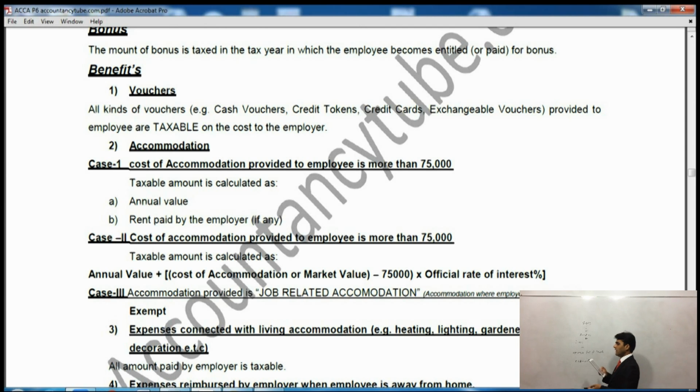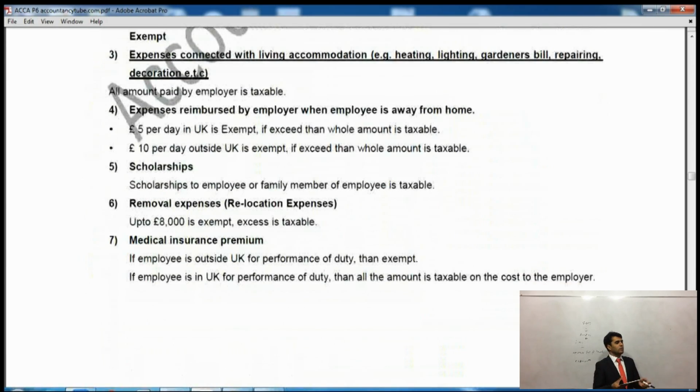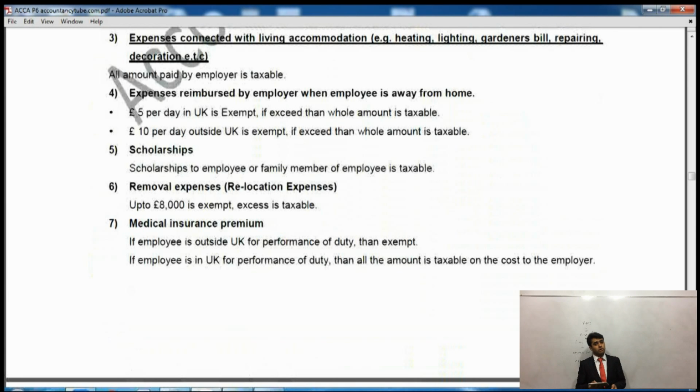Then it says expenses connected with the living accommodation. Although the accommodation is provided, there could be other expenses as well. Say electricity, there could be gas, there could be telephone bills, council tax, there could be many other expenses. So what about that? They all will be taxable, whatever it costs to your employer. All right. So then it says expenses connected with living accommodation such as heating, lighting, gardening bill, repairing, decoration, all paid by the employer, are taxable.